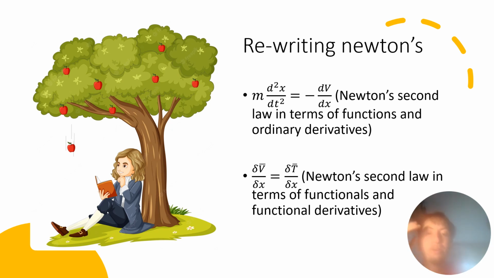Sorry, not the partial derivative, my mistake, I'm getting confused with derivatives. The functional derivative of the average of the potential with respect to space is equal to the functional derivative of the average of kinetic energy with respect to space. And remember, the way we calculate averages involves functionals, so we can meaningfully talk about the functional derivative of the average value of potential energy or the functional derivative of the average value of kinetic energy.